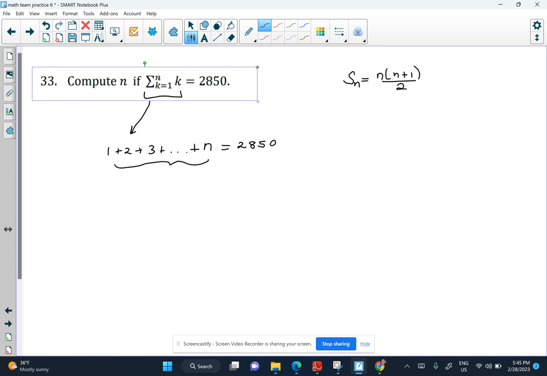Unfortunately, they don't give you this on any formula sheet, and you need this for Algebra 1 as well as Algebra 2. And for those of you who are taking BC Calculus, you're going to need it for BC Calculus in one of the final units. So this is an arithmetic series, and it's the sum of the arithmetic series.